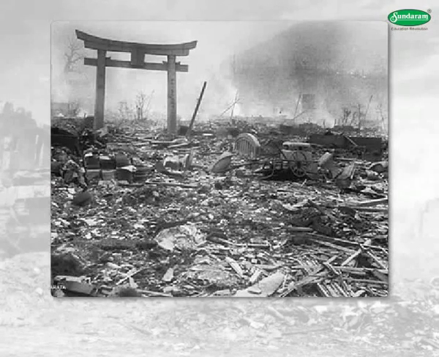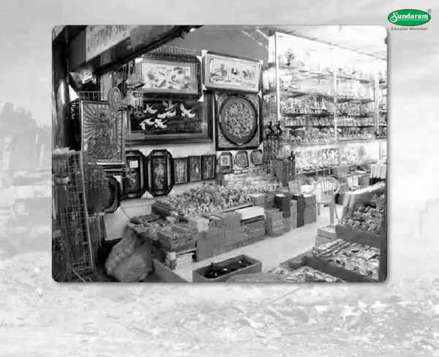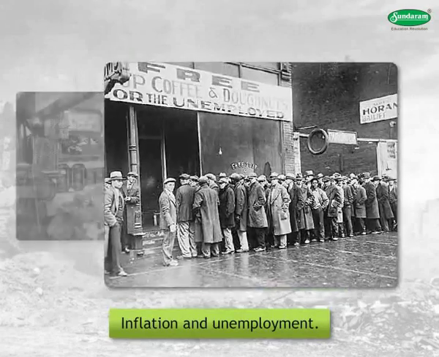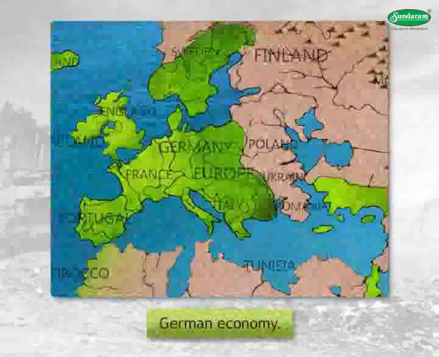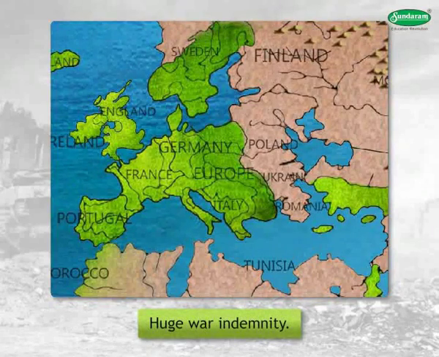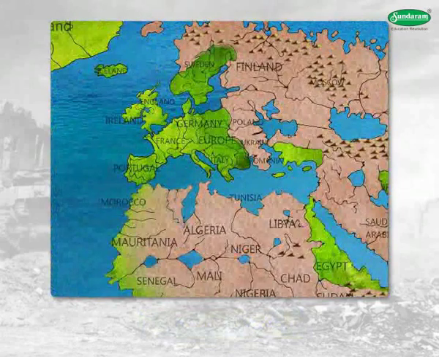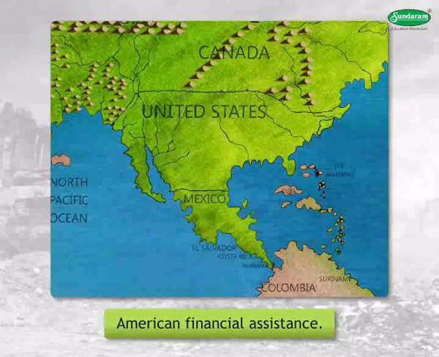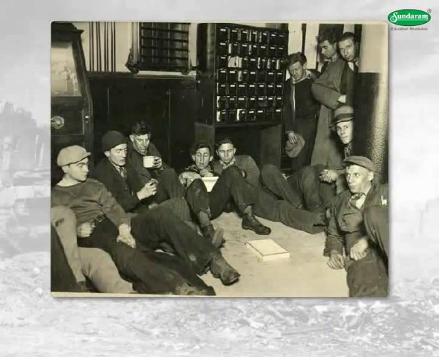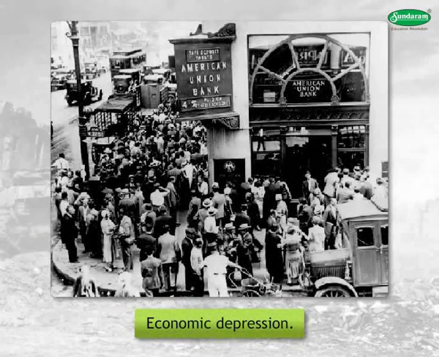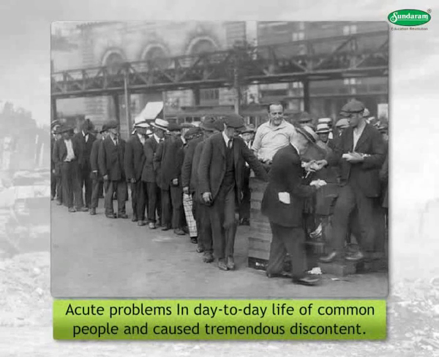The war efforts placed tremendous pressure on their economies, leading to serious problems like inflation and unemployment. The German economy especially was worst hit due to the huge war indemnity imposed on her. The European economies seemed to improve for a few years due to American financial assistance, but worsened further when American assistance dried up due to economic depression. Such economic crisis created acute problems in the day-to-day life of common people and caused tremendous discontent.